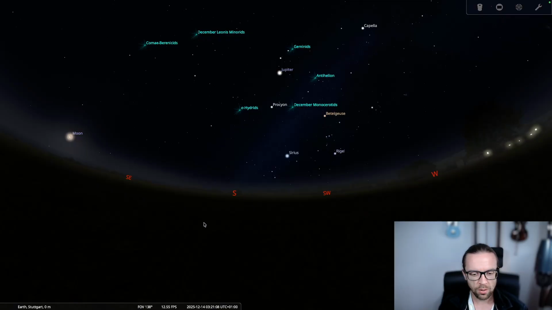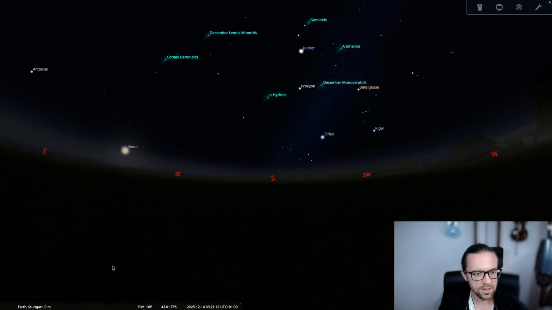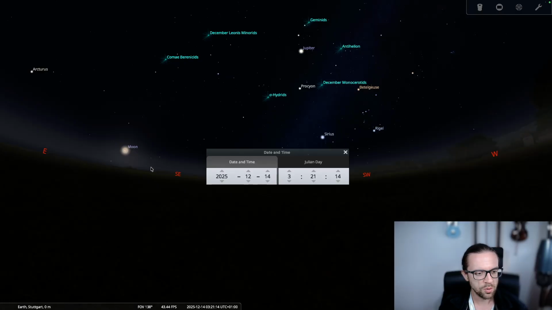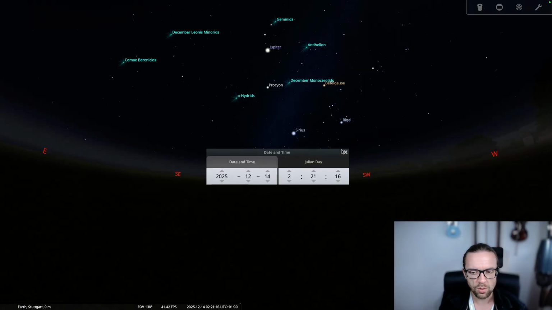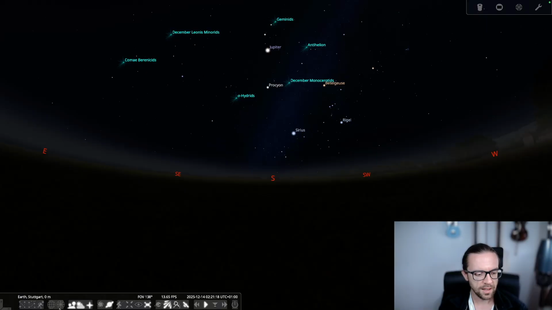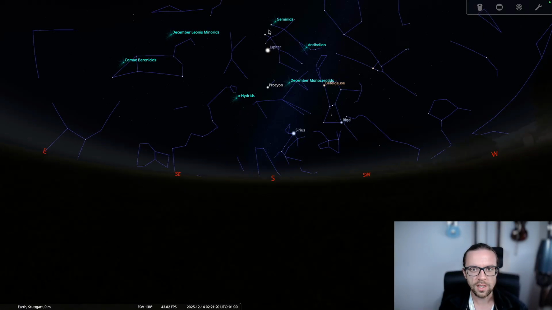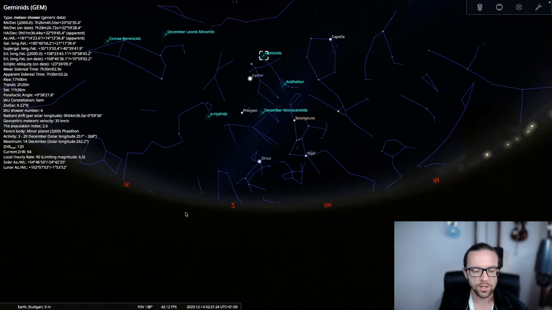Now we have, like here at around 3 a.m., the moon already coming out of the horizon, so it is also reducing the visibility even more. Let's go to 2 a.m. and let's turn on the constellations. And here we have the Geminids, we have Jupiter, and here is the radiant of the Geminids.